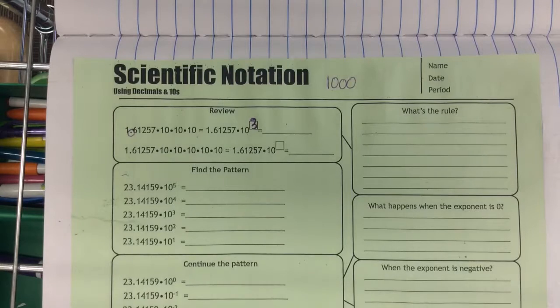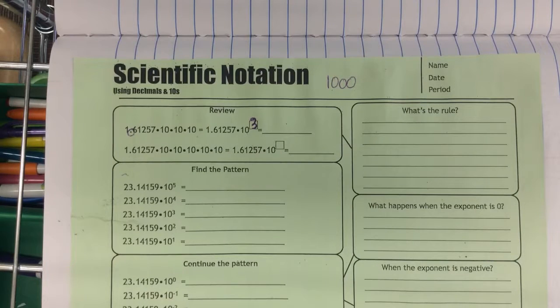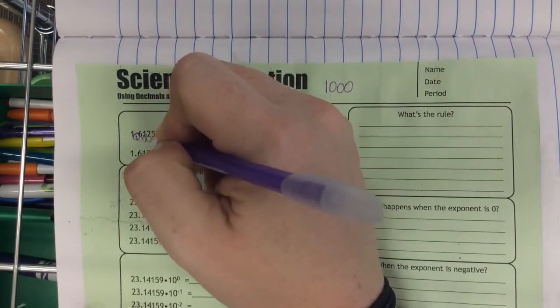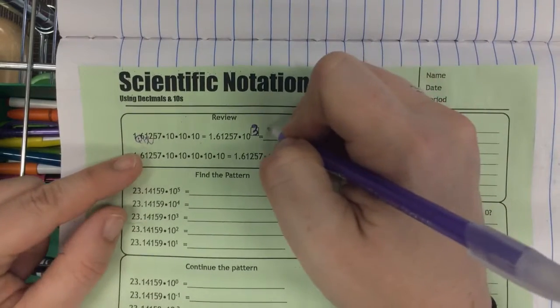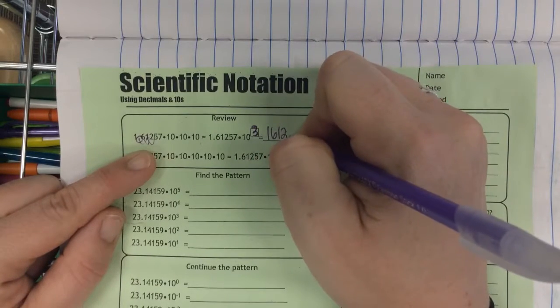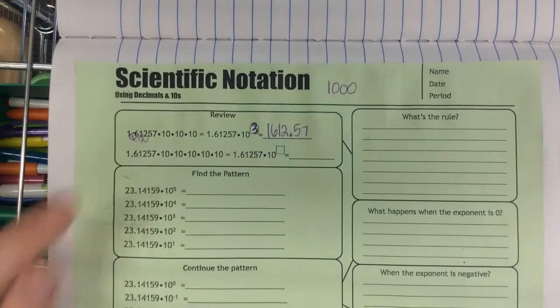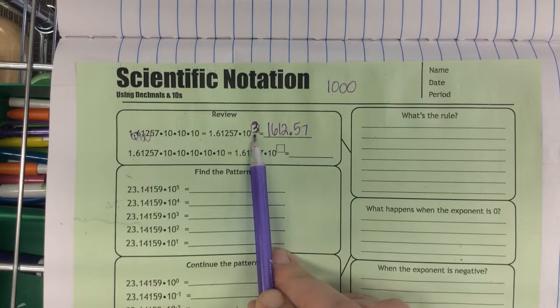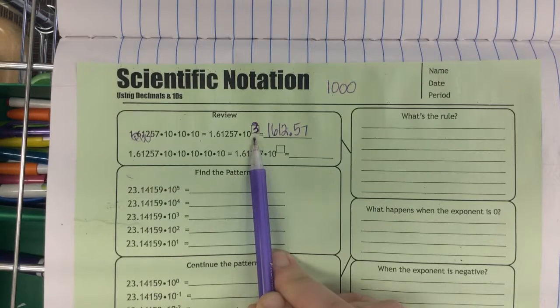Maddie? You move the decimal 3 times to the right. Okay, so you move the decimal 3 times to the right. Do you remember the word place value? Right, it increases one place value every time. So my decimal is going to go over 1, 2, 3 times. So my answer is really 1612.57 because my decimal moved 3 times, and since it's a positive 3, I'm going to the right. It's getting bigger.